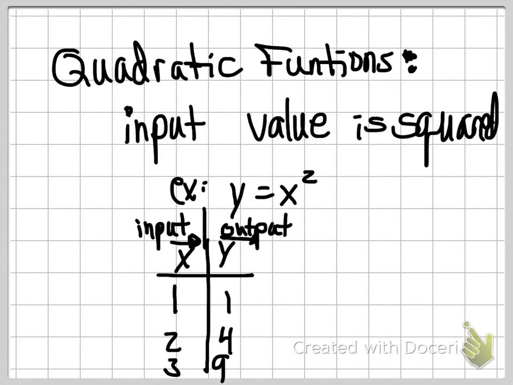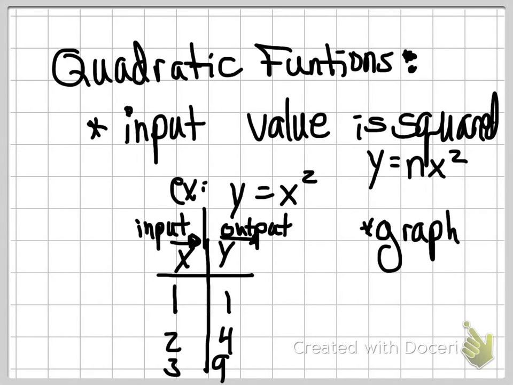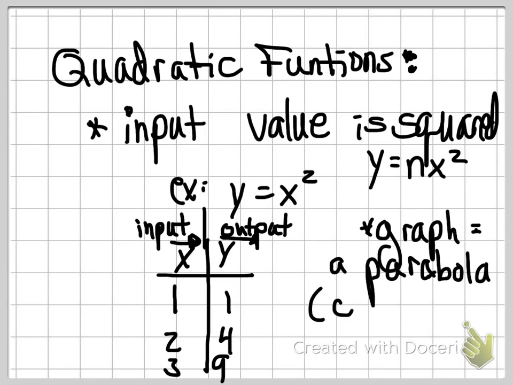In general, it can be written as y equals nx squared, where n is a non-zero constant. Your input's always going to be squared. Your graph is going to be called a parabola. Now, parabola means that it's a curved line, or it's a curve. And it can either open upward or downward.